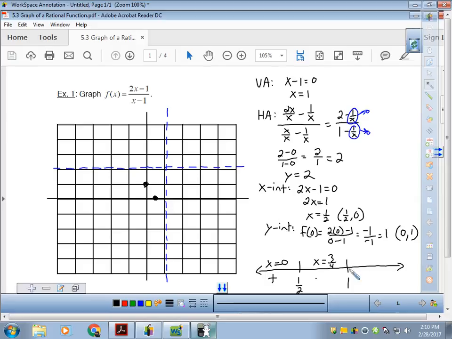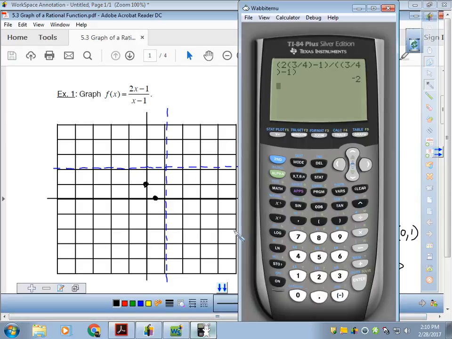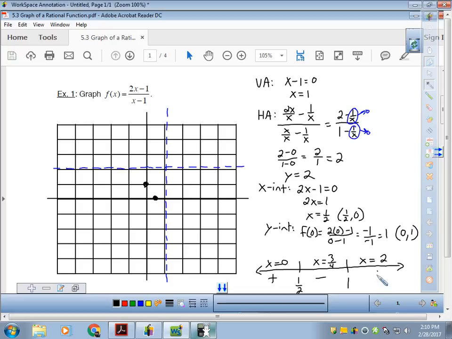Alright, and then lastly, I need a number between 1 and infinity. I can pick any number, but I'm just going to do something simple like 2. So take 2, plug it into this equation. So you've got 2 times 2 minus 1 over 2 minus 1. And that comes out as positive 3. So we know that one's a positive. Okay.